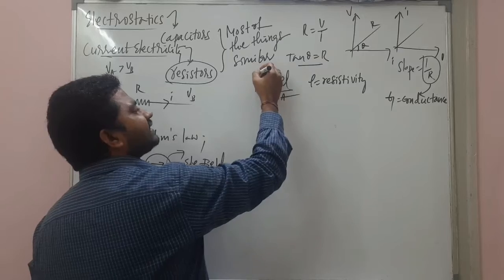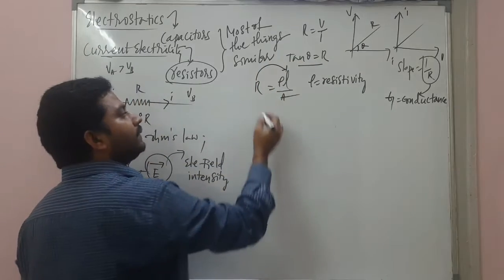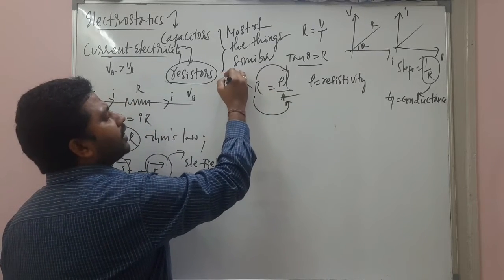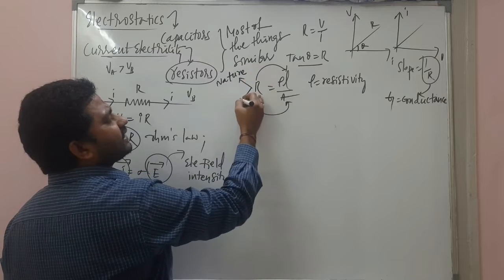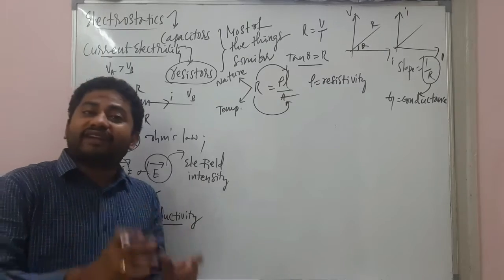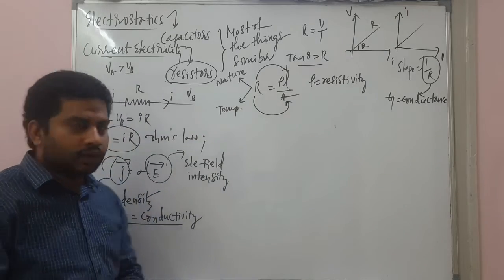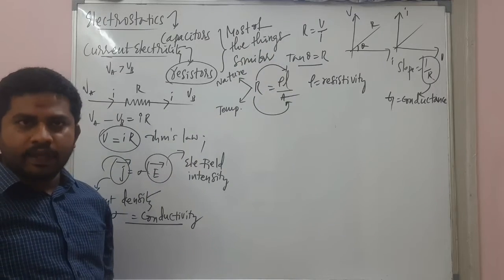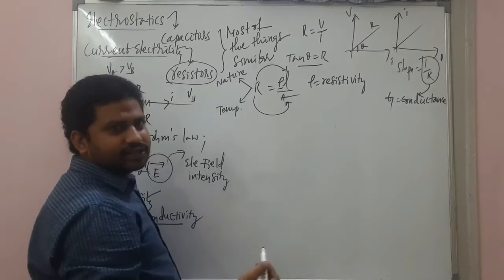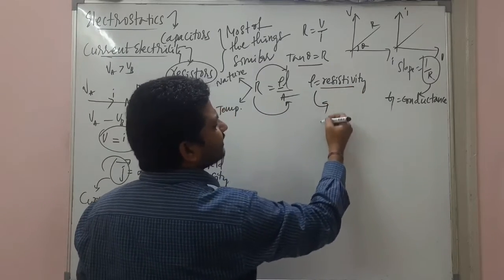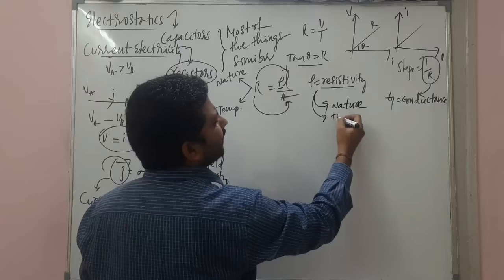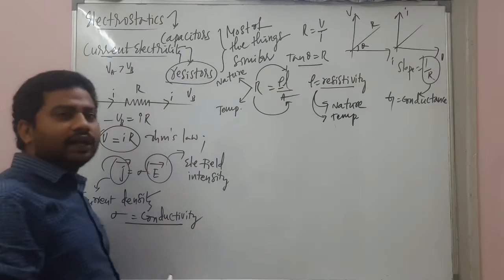Carefully observe. This resistance depends on the length of the conductor, on the area of the conductor, on the nature of the conductor, and on the temperature of the conductor. There are so many factors affecting the resistance value. Rho is a constant, which is resistivity. This resistivity depends only on two things: the nature of the material and the temperature.